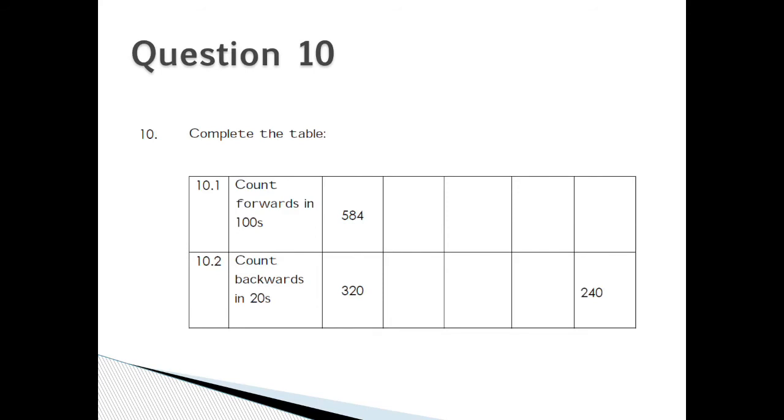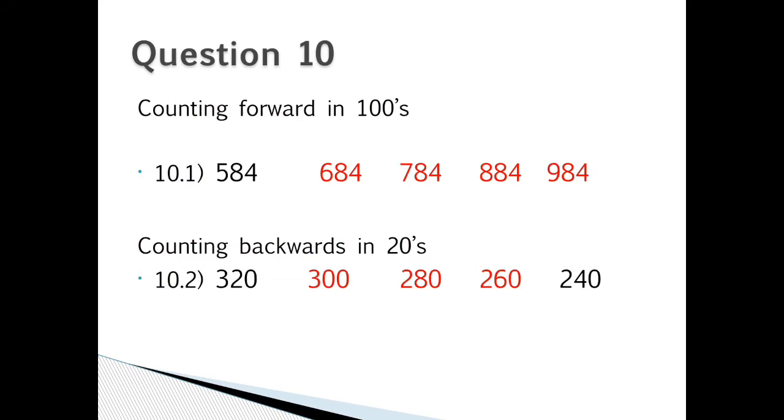Complete the table. 10.1. Count forwards in 100s, starting at 584. 10.2. Count backwards in 20s, starting at 320 and ending at 240. Counting forwards in 100 will give you 584, 684, 784, 884, 984. Counting backwards in 20s will give you 320, 300, 280, 260, and 240.